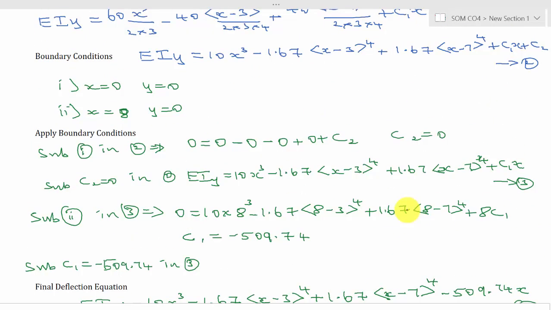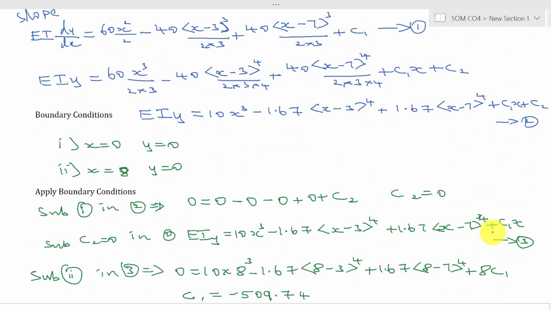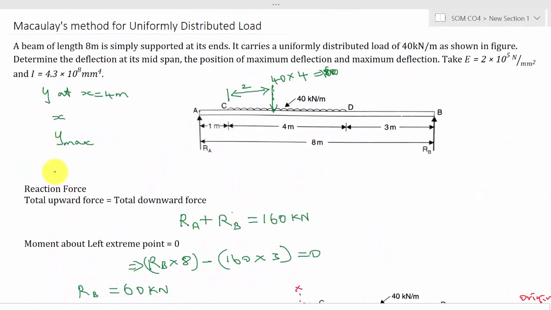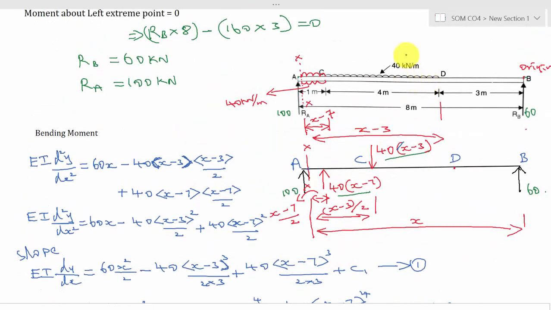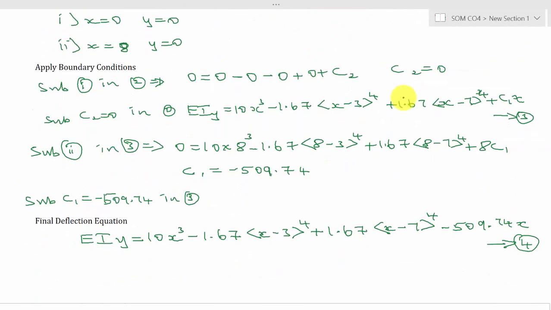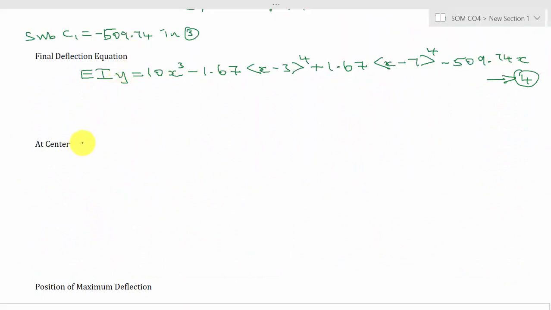Okay, so up to this the problem is same. So up to calculation of final deflection equation it is same. Now by using this equation you can calculate the deflection at any point. So first we have to calculate the deflection at the center point, and as I told you earlier, at the center point the x value will be 4, because if I move the plane here, then the x value will be 4 meter because it is at the center. So at the center x is equal to 4 meter.